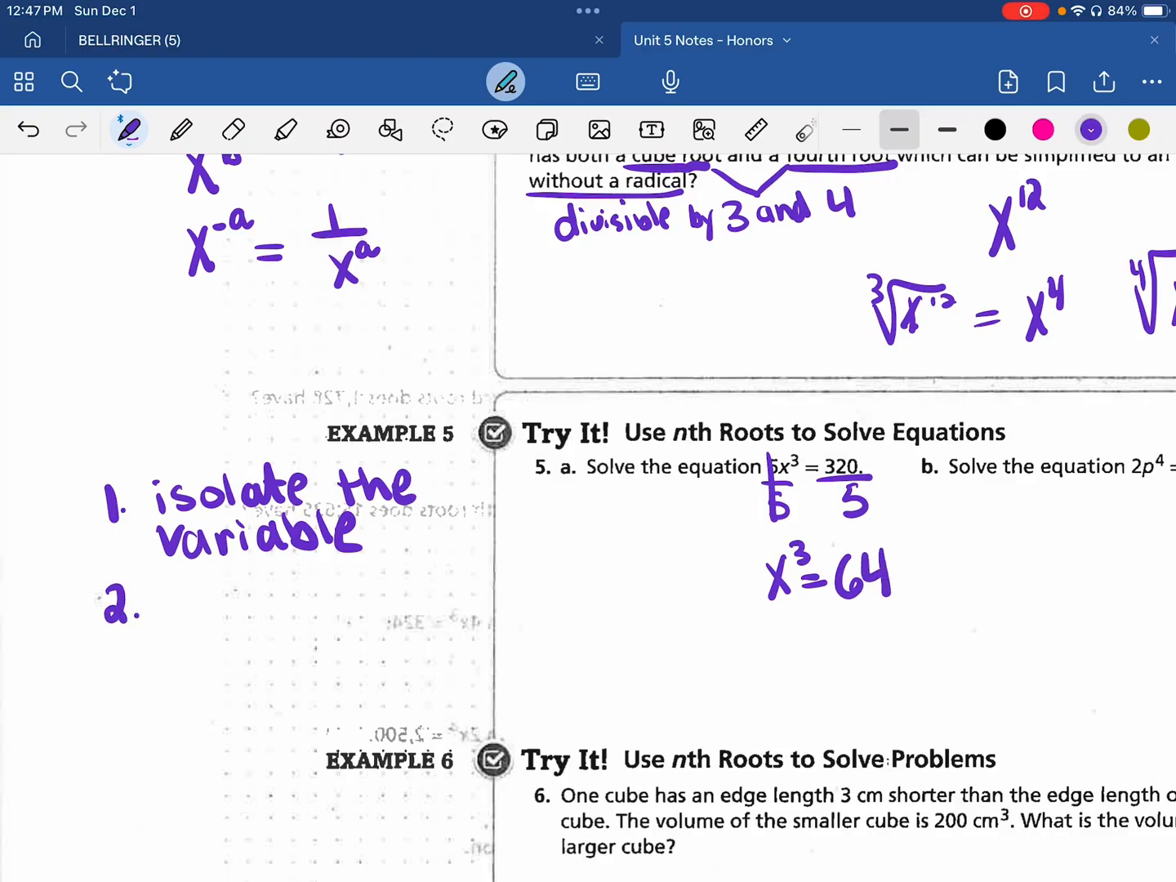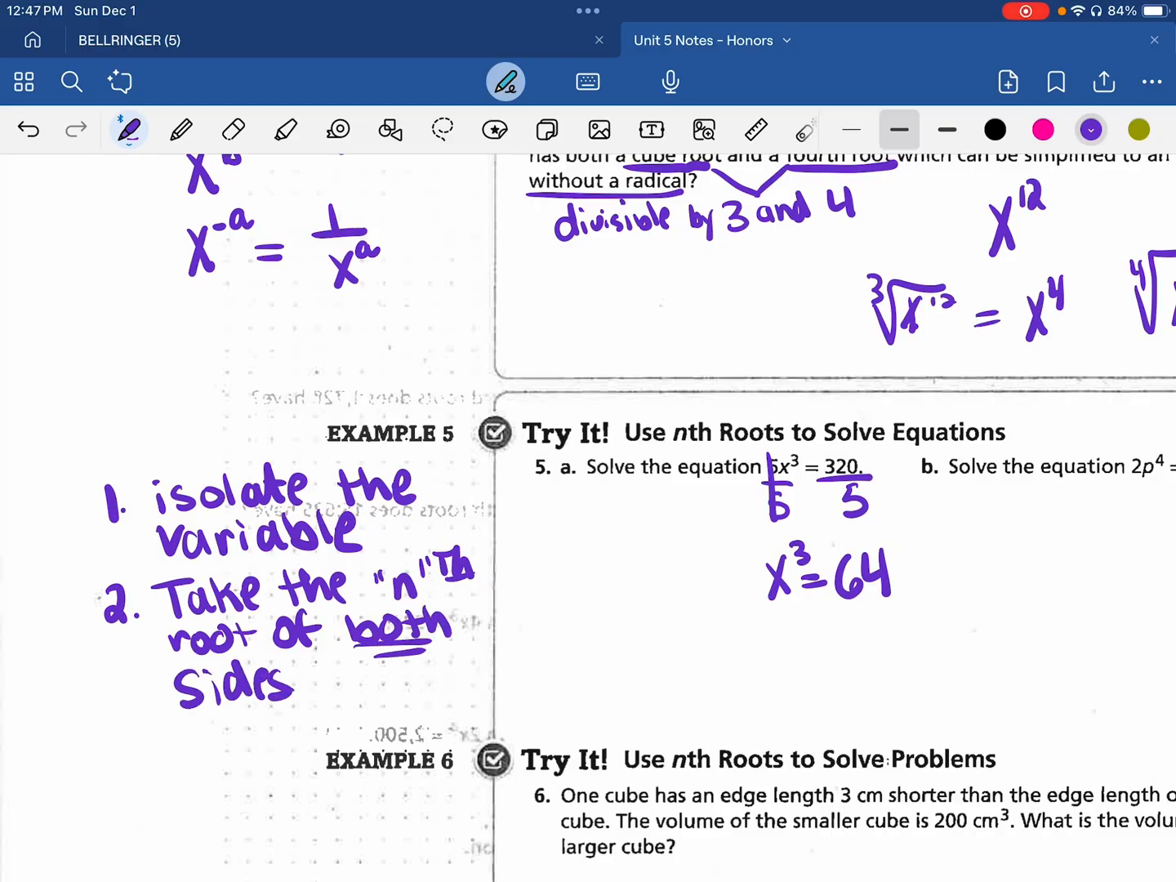Then we have to undo the cubing of x. So we will take the root, and it's not always cubed. We're going to take the nth root of both sides. Whatever you do to one side, you have to do to the other.